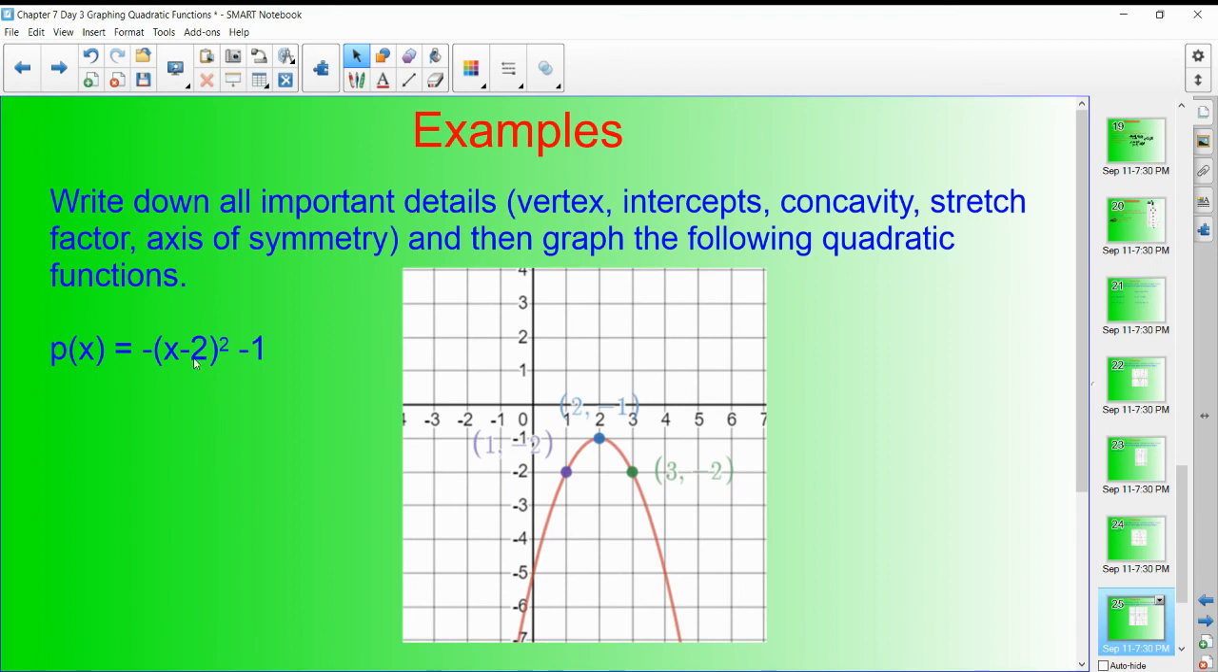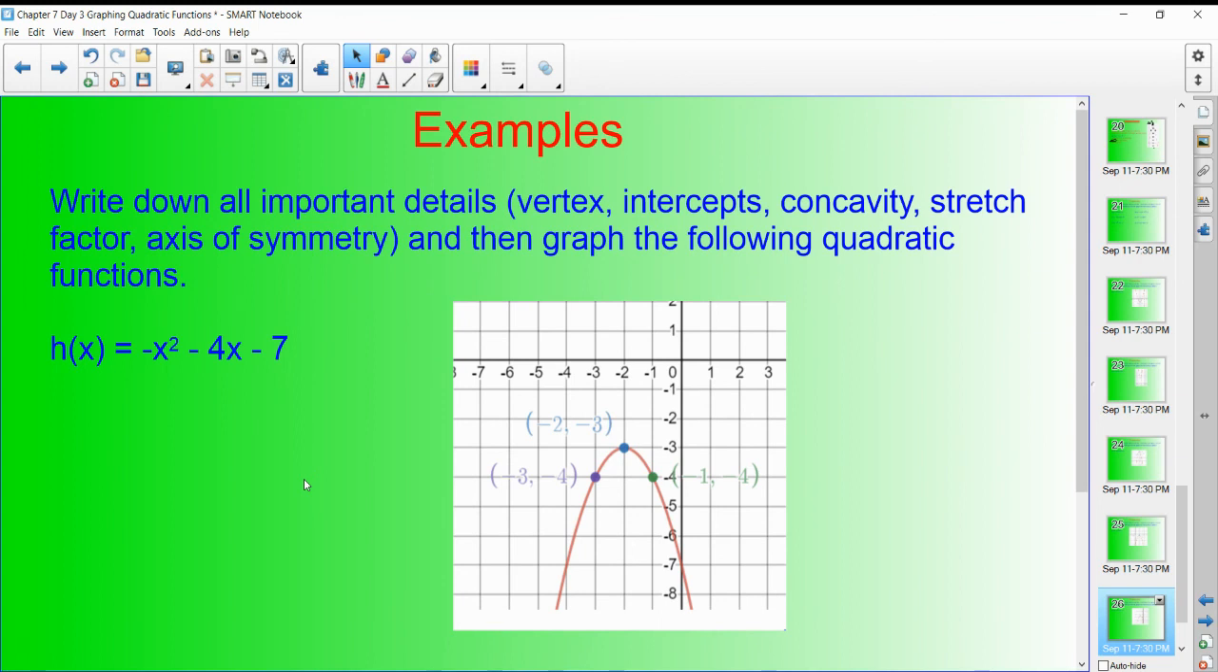Another vertex form. Opens down, vertex -1, vertical stretch of -1, so left one down one, right one down one. Hopefully as you do these, you become more comfortable and see, I can do these. I know what details I need to find. Back to standard form, so -b over 2a. Vertical stretch of -1, left one down one, right one down one. 0, -7 is the y-intercept. X equals -2 is the line of symmetry. Details, continued practice makes you great at these.